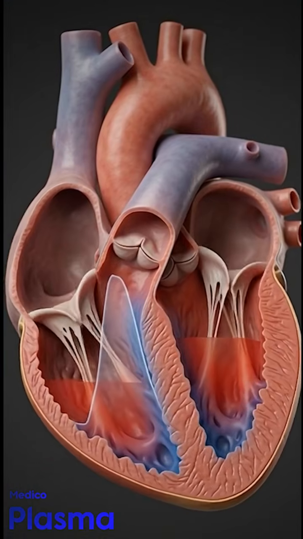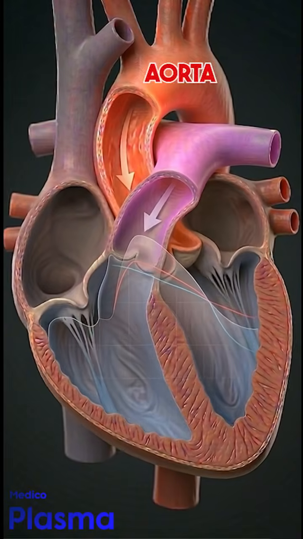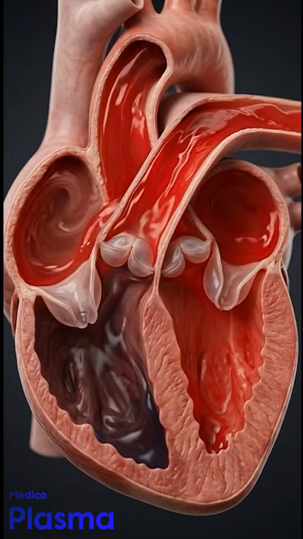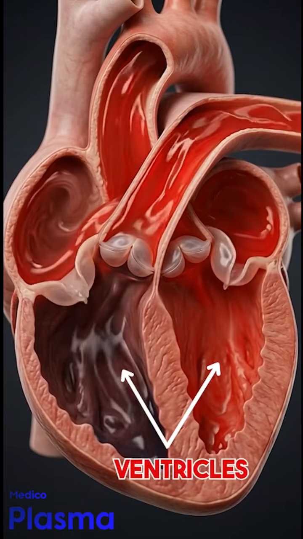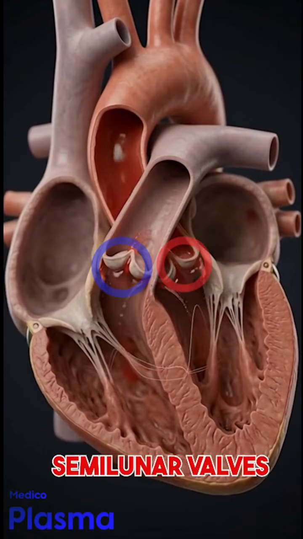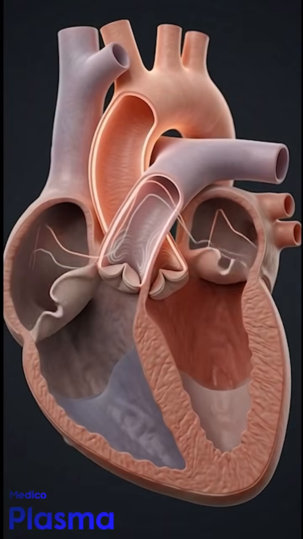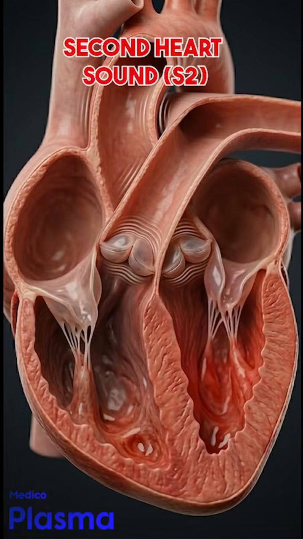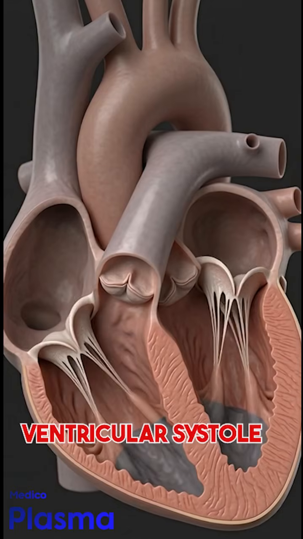When ventricular pressure becomes lower than the pressure in the aorta and pulmonary trunk, blood briefly flows backward toward the ventricles, filling the cusps of the semilunar valves and causing them to close. This produces the second heart sound, S2, and marks the end of ventricular systole.